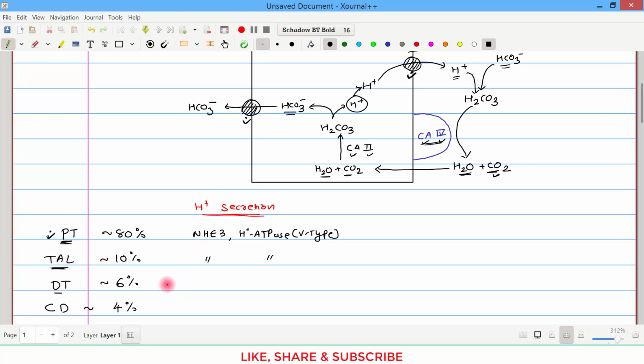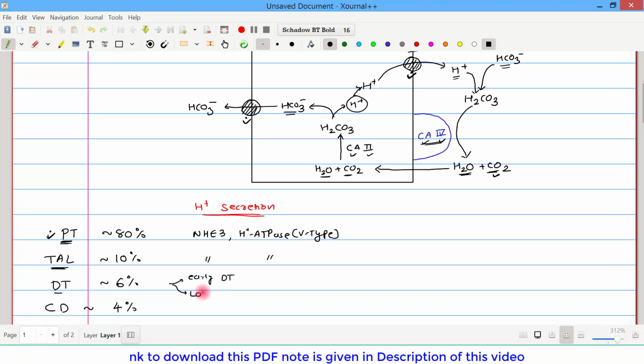In the distal tubule, actually there are two parts. One is the early distal tubule and the second is the late distal tubule. In the early distal tubule, the transporter for H plus secretion is sodium hydrogen exchanger 2. In the late distal tubule as well as in the collecting duct, both employ the same mechanism for H plus secretion. And here two different transporters are there.